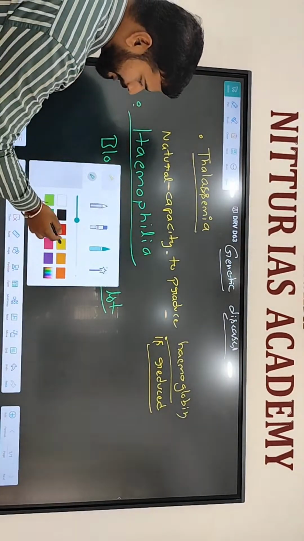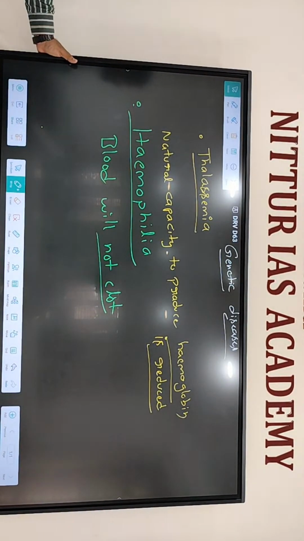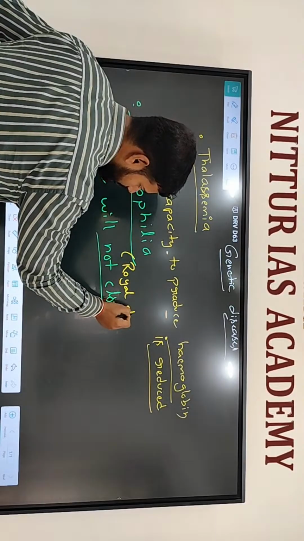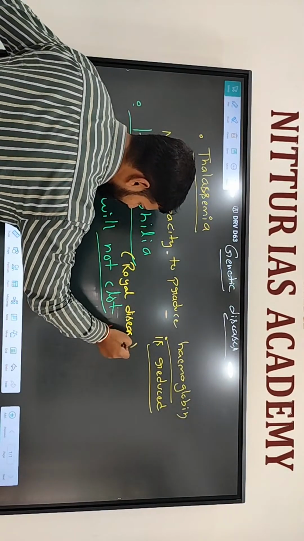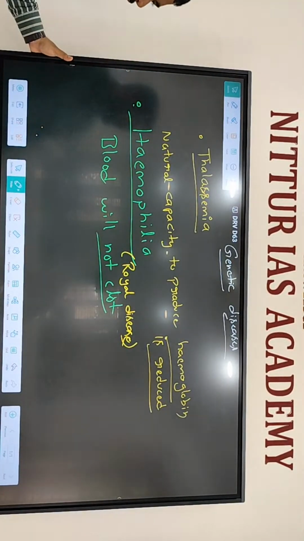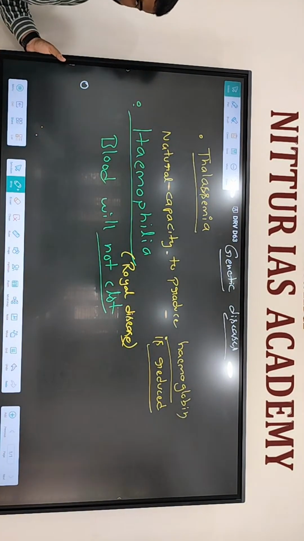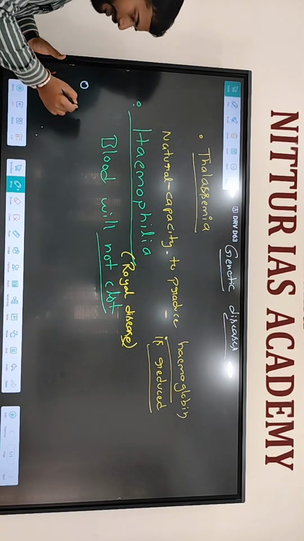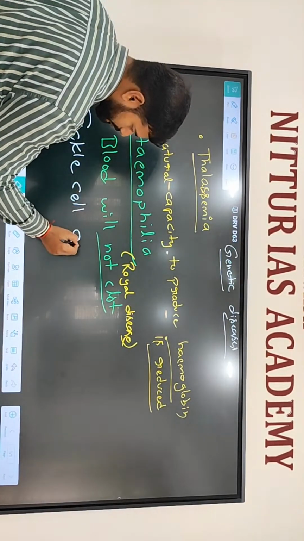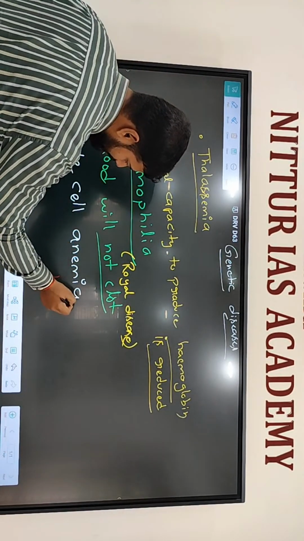Actually, in Britain's royal family, this disease is there. That's why hemophilia is also called the royal disease, because it is present in that royal family. Royal disease, hemophilia. Then the next disease, sickle cell anemia.